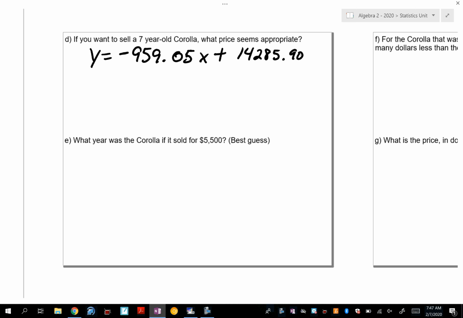So what am I plugging in for X? Remember, that's age. How old is my car? 7 years old. So I'm going to plug in 7 for X. So Y equals negative 959.05 times 7 plus 14,285.90. And now you would take out your calculator. If you don't have one, go get one. You're just going to plug it in and do the algebra.